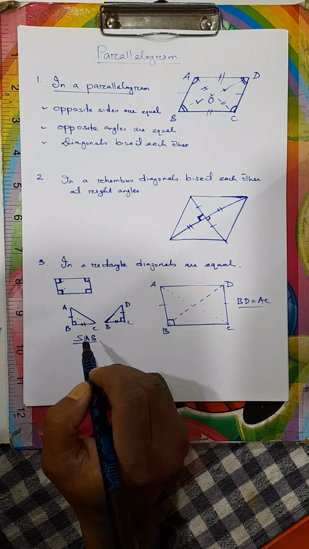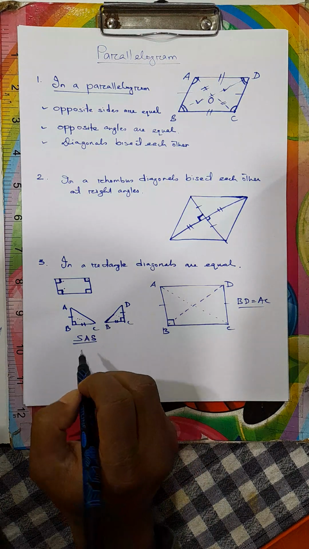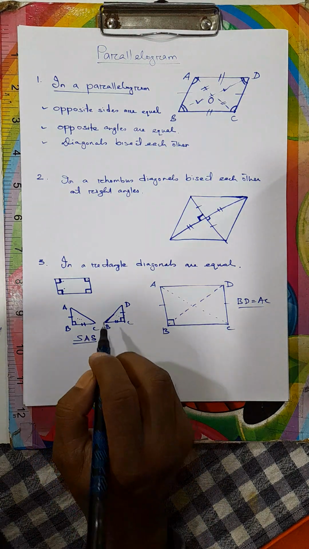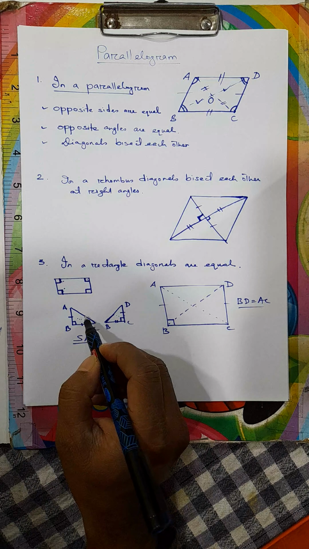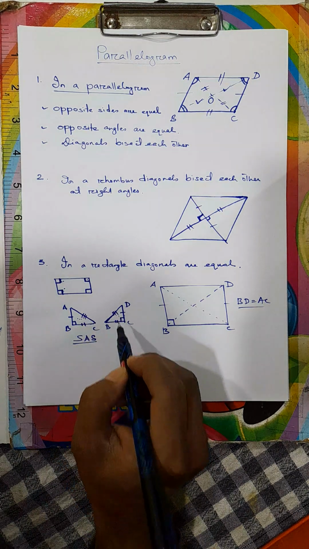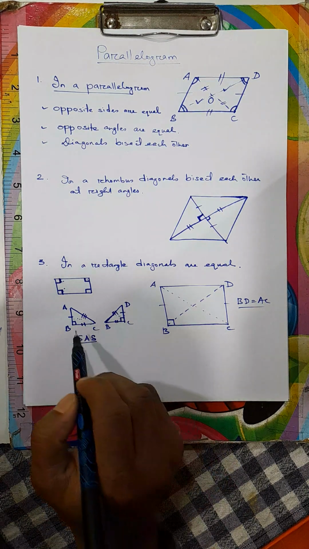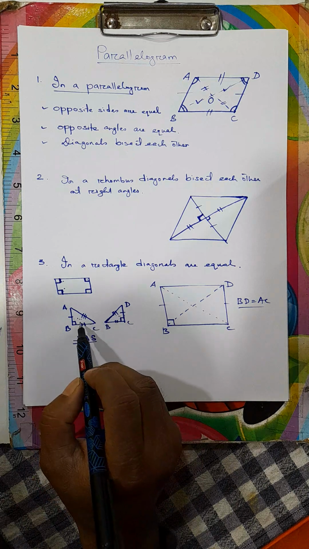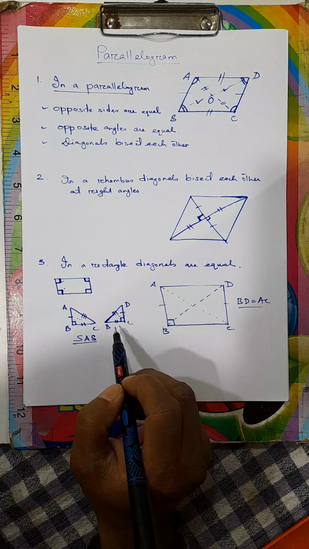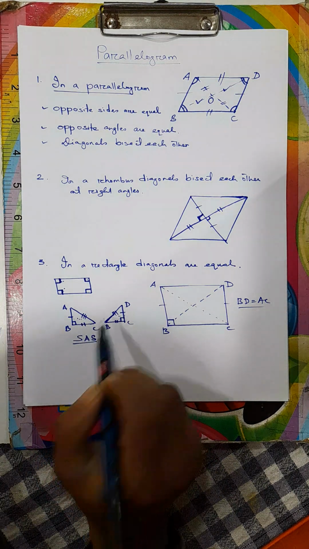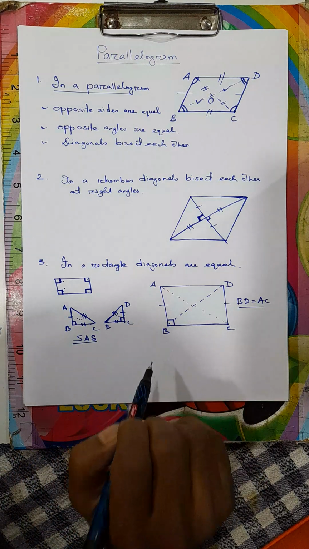Now if they are congruent, by virtue of CPCT, corresponding parts of congruent triangles are equal. So AC equal to BD, right? Since these two triangles are congruent, therefore corresponding parts of congruent triangles are equal. So AC equal to BD. That means diagonals are equal.